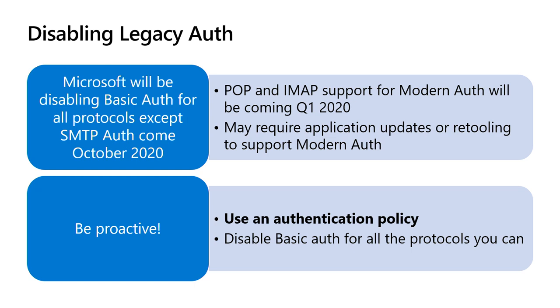POP and IMAP right now are not capable of using OAuth 2 and modern authentication. So there will be some updates that are going to come out in Q1 of next year that will enlighten POP and IMAP to use OAuth 2. And it's important to know that this is going to almost certainly require retooling or a different version of those third-party apps so that they can use modern auth. I know Jira, as an example, is working toward that right now. So just be aware of that.